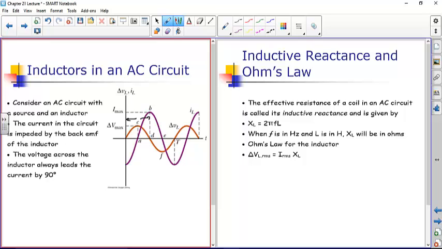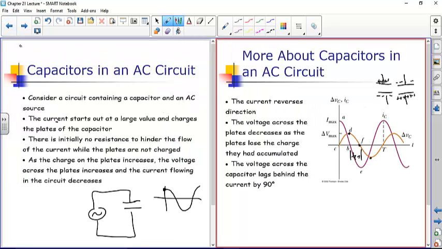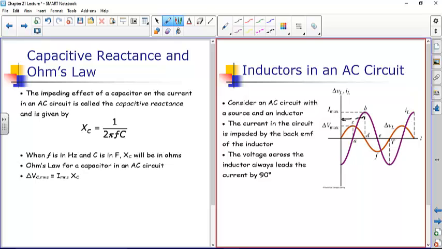So this behavior of the three different elements: the resistor is in phase with the current. The capacitor lags the current by 90 degrees. And the inductor leads the current by 90 degrees. You have to take that into account when you have AC circuits and you have both resistors, capacitors, and inductors.